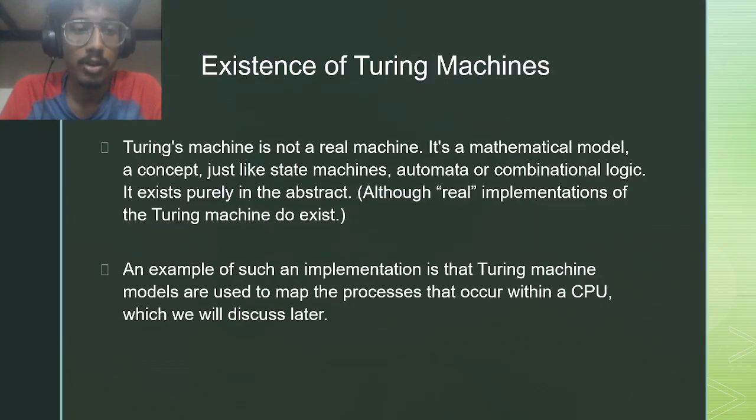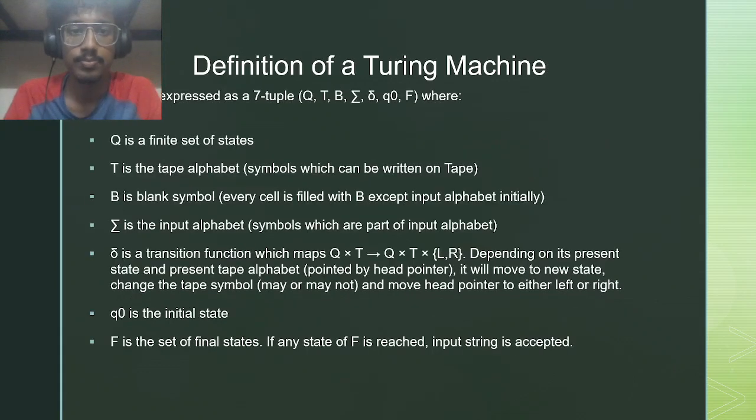It is worth pointing out that a Turing machine is not a real machine. It's rather a mathematical model, a concept just like state machines, automata, or combinational logic. It exists purely in the abstract. An example of such an implementation is that Turing machine models are used to map the processes that occur within a CPU, which we shall discuss later.